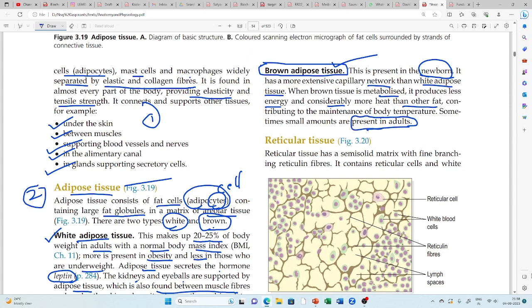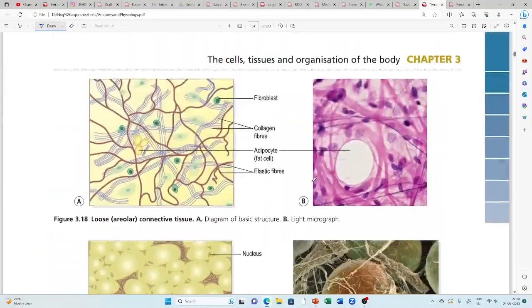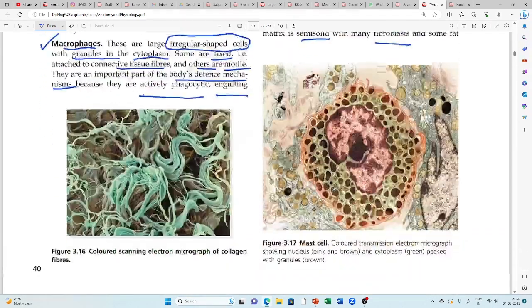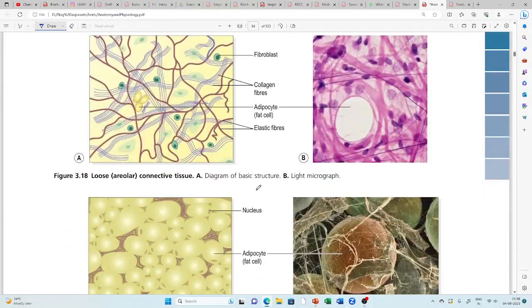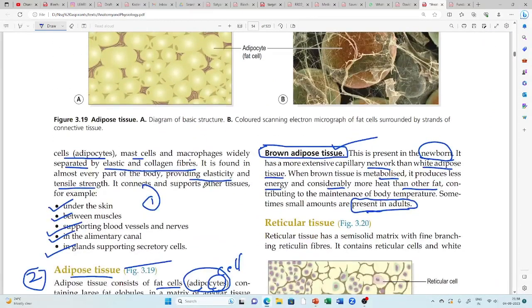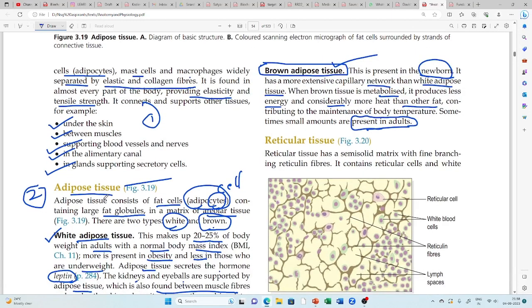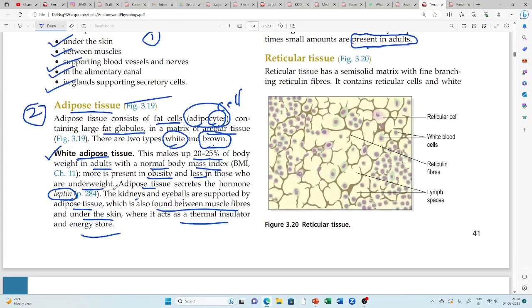Here we finished two types of tissue, loose areolar tissue and adipose tissue. In loose areolar tissue, all the types of cells we studied in connective tissue are there, but all cells are separated from each other. There is a space between these cells and it has a lot of elasticity. It is found under the skin, between muscles, supporting blood vessels, alimentary canal, and glands, everywhere. The second type is adipose tissue, made up of fat cells or adipocytes, and there are two types of adipose tissue, white and brown.